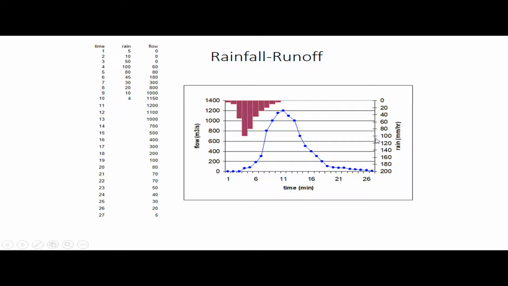The other example has to do with rainfall runoff, where I was able to express the rainfall in millimeters per hour, put them on secondary y-axis, and use the flow in cubic meters per second, put them on the primary y-axis, and draw the rain in clustered column or column graph, and plot the flow hydrograph using a line graph.